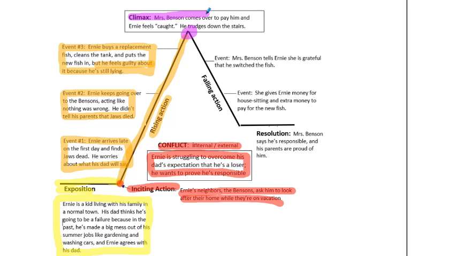Mrs. Benson comes over to him to pay him, and Ernie feels caught. He trudges down the stairs. After that, though, things start to fall in place. After that, Mrs. Benson tells Ernie she's grateful that he switched the fish. It turns out she knew Jaws was dead all along. And she gives Ernie extra money for house sitting in order to pay for the fish.